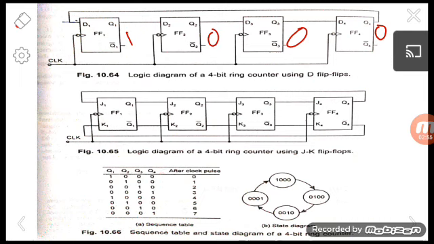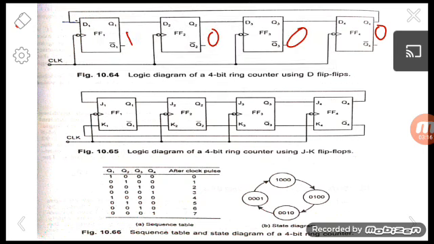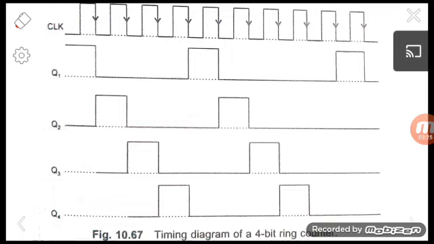Likewise, after the second clock pulse, we obtain 0 0 1 0, then 0 0 0 1, then again 1 0 0 0, 0 1 0 0, like that. So 4 states will be there. Here is the transition diagram: 1 0 0 0, 0 1 0 0, 0 0 1 0, then 0 0 0 1. So this is a 4-bit ring counter. This is the timing diagram of the ring counter.